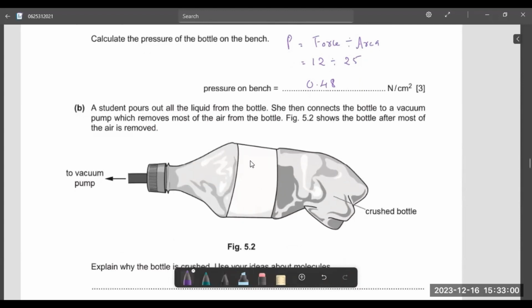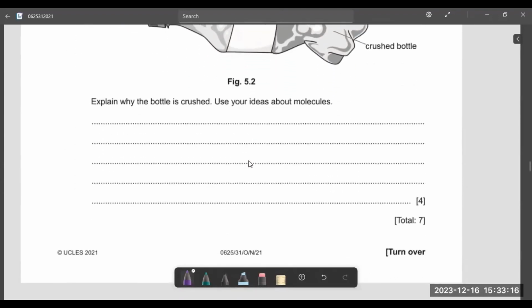A student pours out all the liquid from the bottle. Then she connects the bottle to a vacuum pump, which removes all the air from the bottle. Figure 5.2 shows the bottle after most of the air is removed. Explain why the bottle is crushed. We can see the bottle is being crushed. Use your idea about molecules.